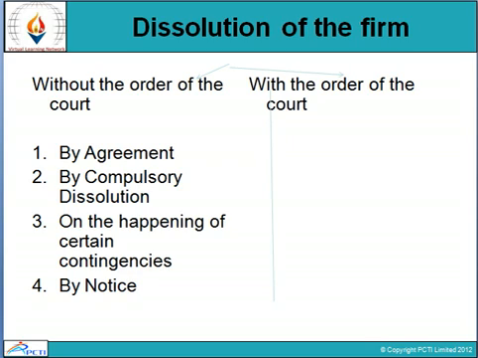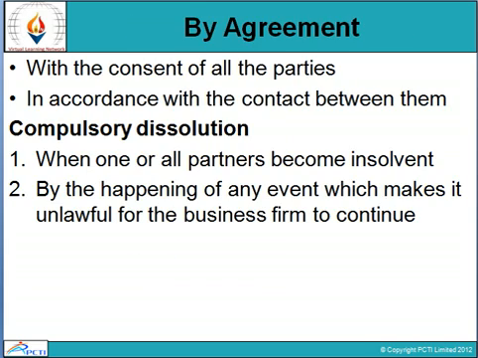Dissolution of the firm without the order of the court or with the order of the court. Without the order of the court includes by an agreement, by compulsory dissolution, on the happening of certain contingencies, or last one is by notice. By agreement: with the consent of all the parties in accordance with the contract between them. Compulsory dissolution: first one is when one or all partners become insolvent, and second is by the happening of any event which makes it unlawful for the business firm to continue.